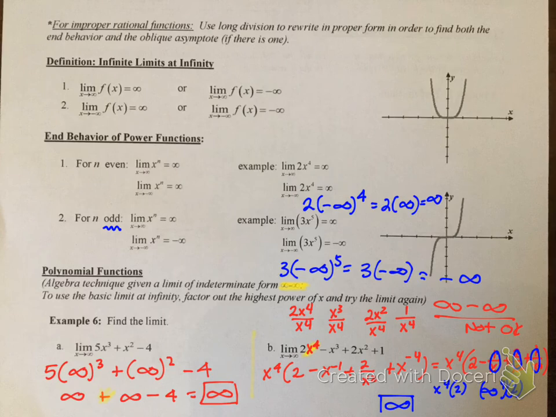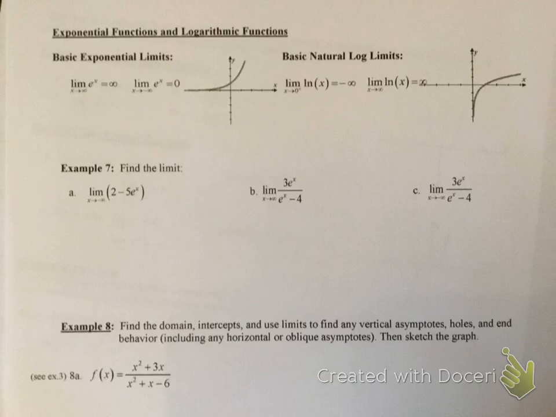So if you get infinity minus infinity, factor out the largest power of x, and then do the problem. Okay, so we did that one. The next page is on exponential functions and logarithmic functions. So I'll probably get through example number 7 here, and then I will make a video for the last 2 pages. Okay, so this is going to be part 2 and part 3.